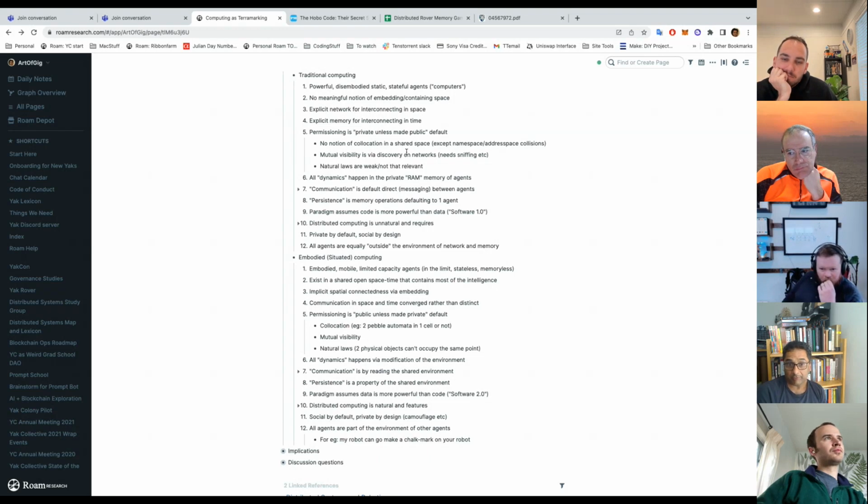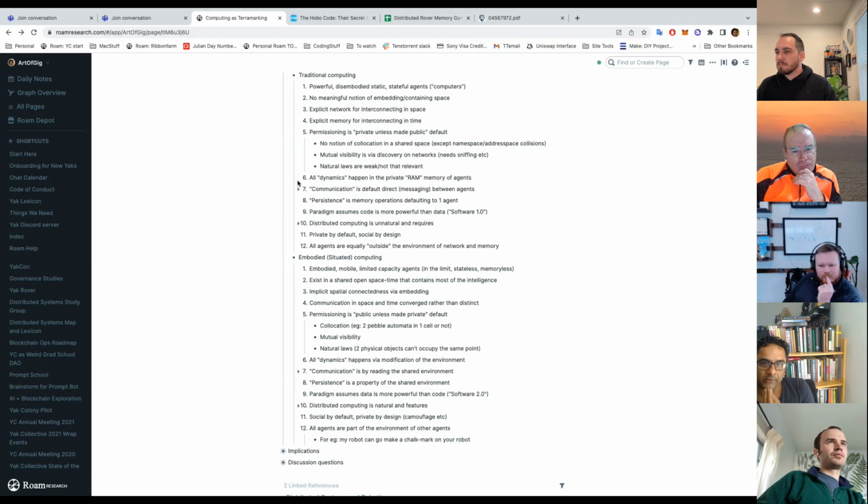In distributed situated computing, you have mutual visibility. So with cars on the road, you can actually just see other cars around. You can see whether they're driving dangerously. You can learn a lot just by looking at another agent in a shared space. Whereas in traditional computing, things are default invisible unless they're made visible via discoverability or hostile actions like sniffing. In general, you're kind of isolated in even the limited shared space. So the natural laws of things like line of sight visibility are not that relevant in traditional computing.